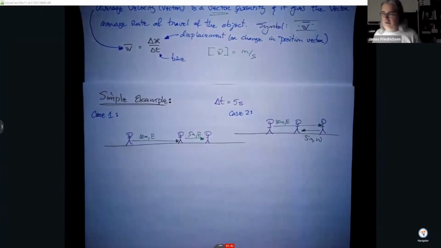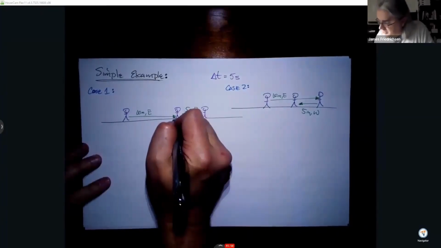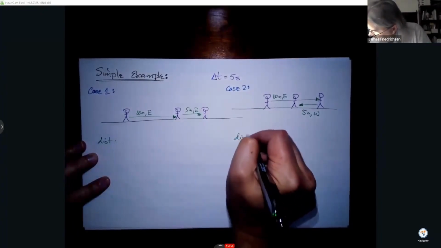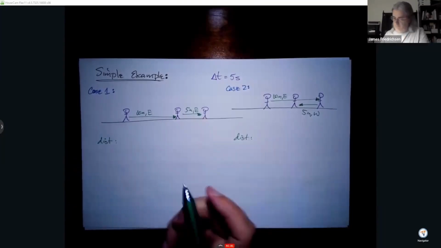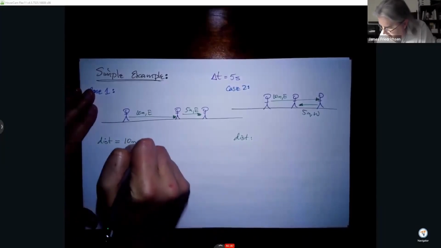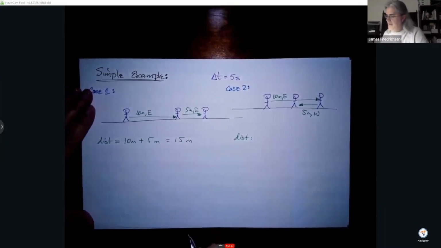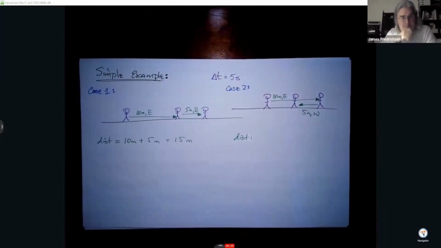And so what we can talk about is all the different types of quantities we've introduced so far. We can go ahead and talk about, well, what was the distance traveled in each case? Well, they did 10 meters and then 5 meters, so traveled 15 meters. Let me make this an equal sign. This is also the same. Well, I'll come to that one in just a minute. So that's our distance.